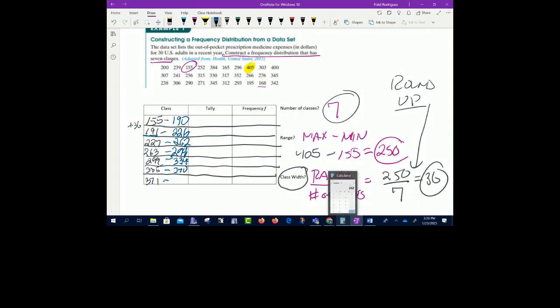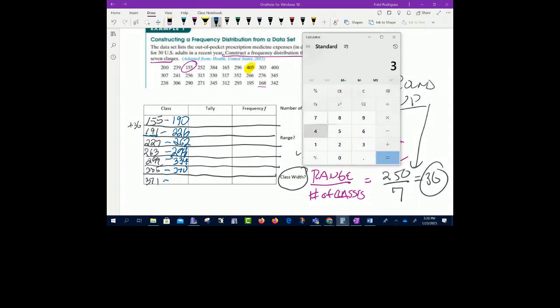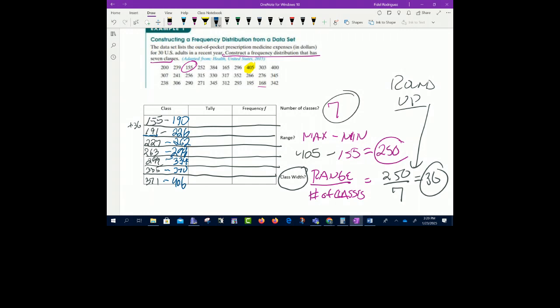40, how much? Let's see. If it's 370 and we add, what is it, 36? 406, right? There we go. Y'all, before I go on, are we okay in how we got to where we are? We're good? All right, awesome.